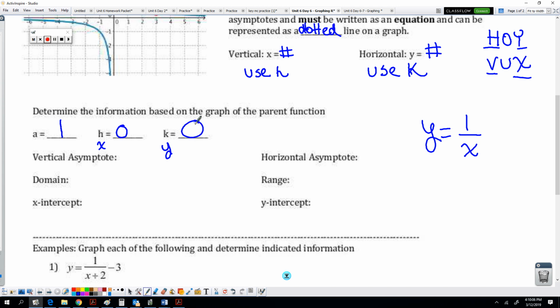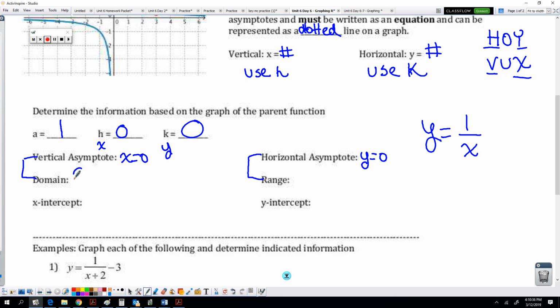So now we can find out my vertical and horizontal asymptotes. Again, it has to be an equation. x equals 0, y equals 0. So now your vertical and your horizontal asymptotes will correspond with domain and range. Vertical and domain go together, and then your horizontal asymptote and your range go together, because vertical asymptote uses x and domain is x.